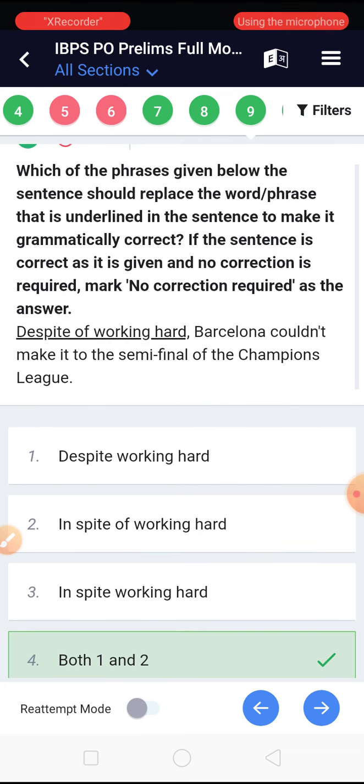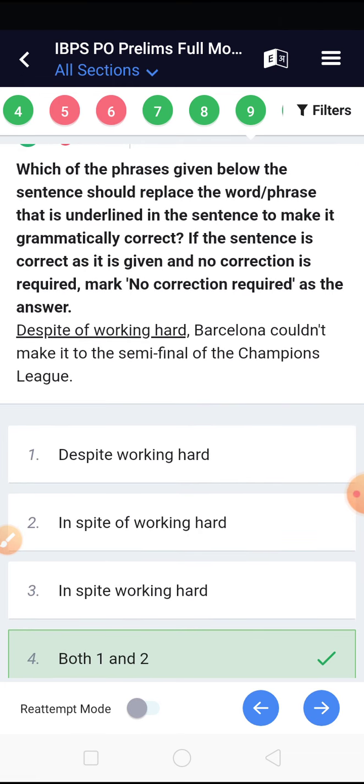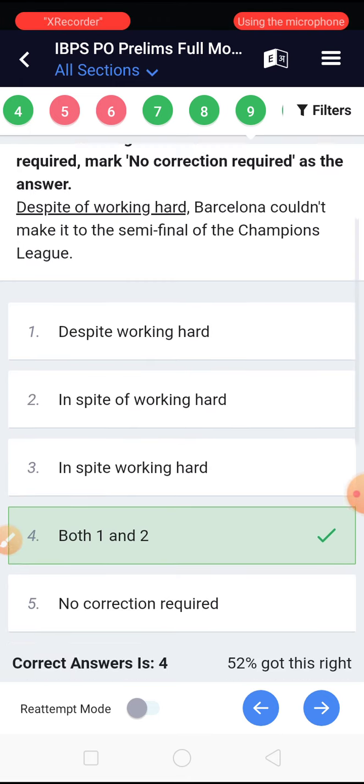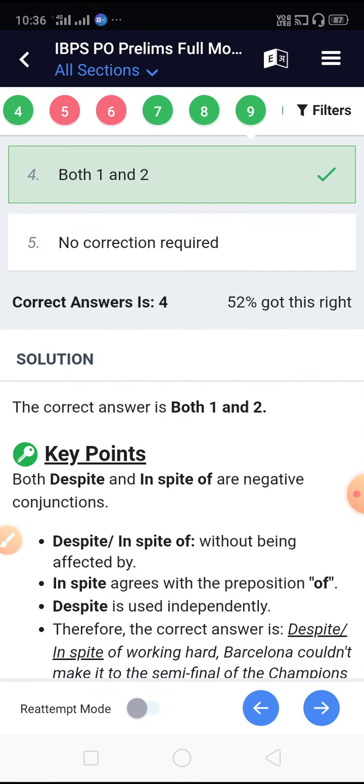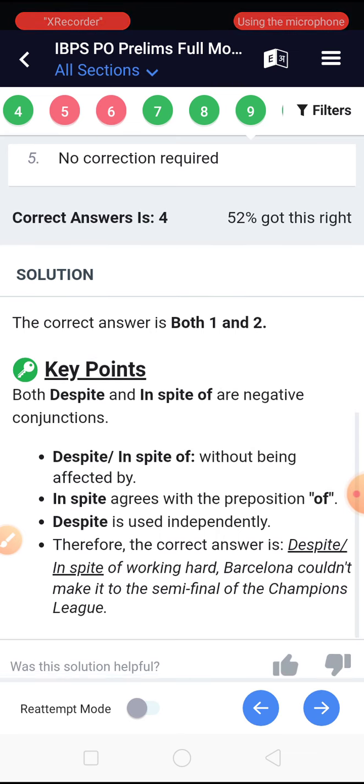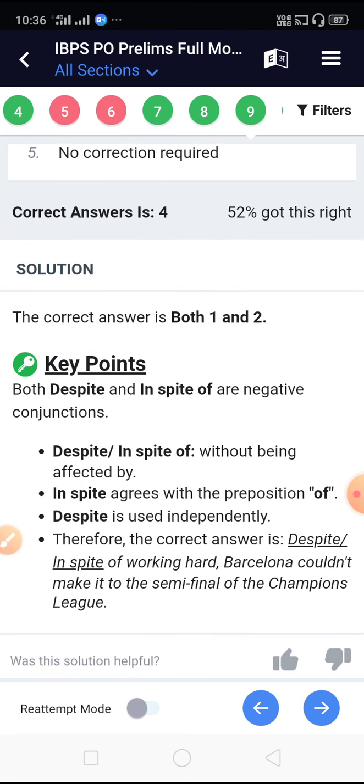Despite of working hard, Barcelona could not make it to the semi-final of the Champions League. Both despite and in spite are used, one or two. Despite working hard, in spite of working hard. Let us see the answer. Both despite and in spite are negative conjunctions. Despite means without being affected by. In spite is used in the same position as despite. This is the correct answer: despite, in spite. Despite working hard, Barcelona could not make it to the semi-final of the Champions League.